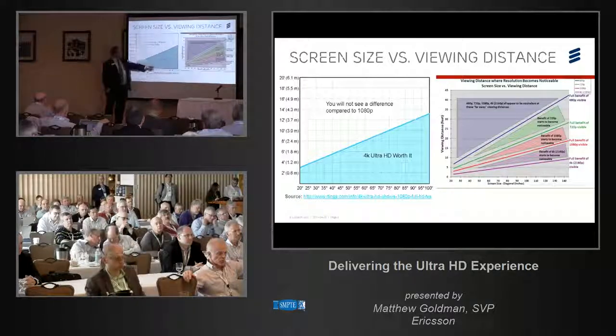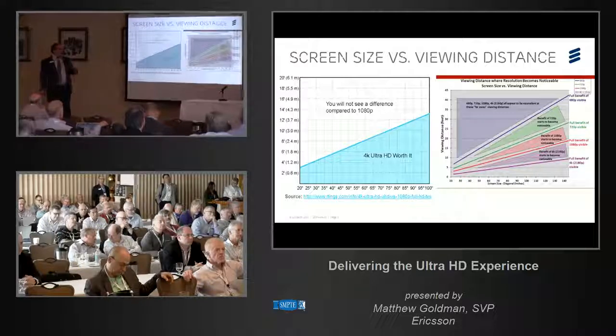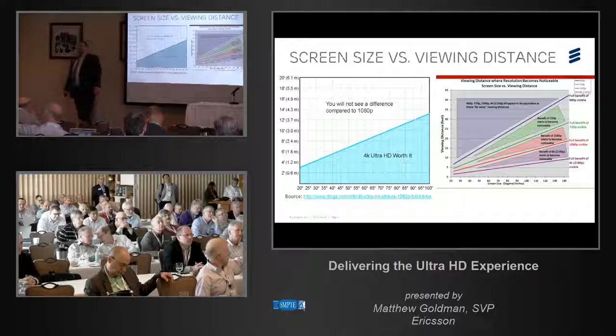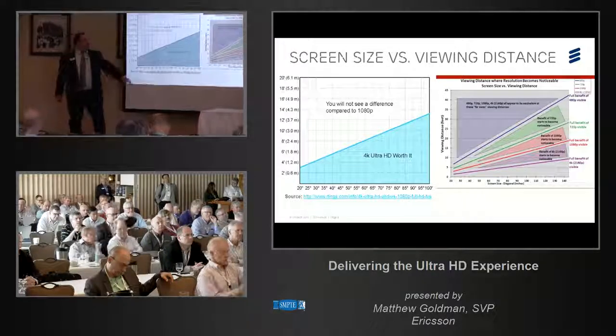But for the purposes of here, if you're sitting more than 8 feet away from that Ultra HD set, and it's a 60-inch HD set, you might as well have stayed with your HD set. Okay, and really it's in this range where you get the full impact of it. Here's another way of looking at it.